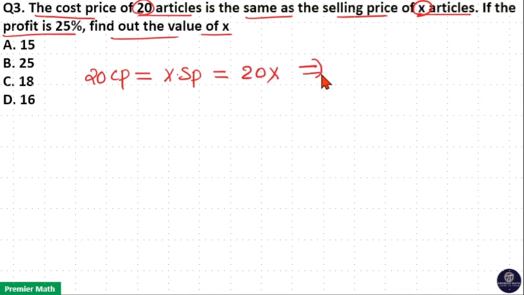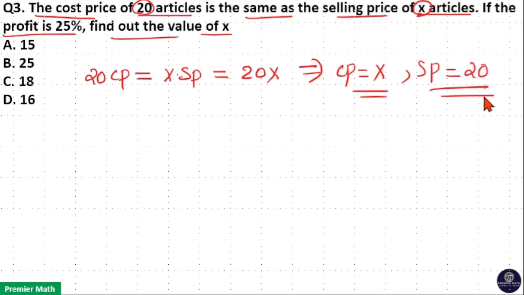Then you can see cost price will be equal to 20 and 20 cancel. Cost price will be equal to X. And selling price will be equal to, here X and X cancel. So SP is equal to 20. So here I got cost price as X and selling price as 20.